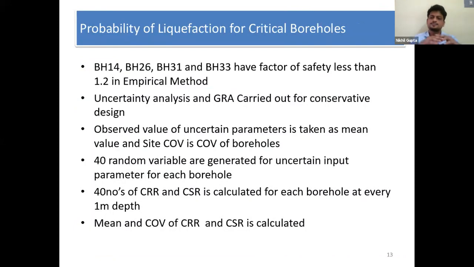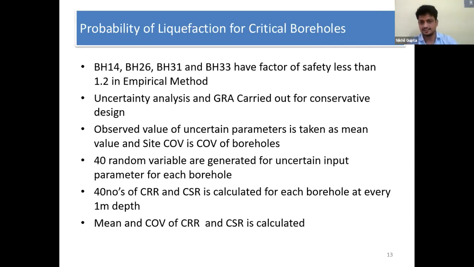And this probability of liquefaction is for the entire site. And if I consider the critical boreholes, which have a factor of safety below 1.2, which I found in the empirical method, these critical boreholes are considered for uncertainty analysis.